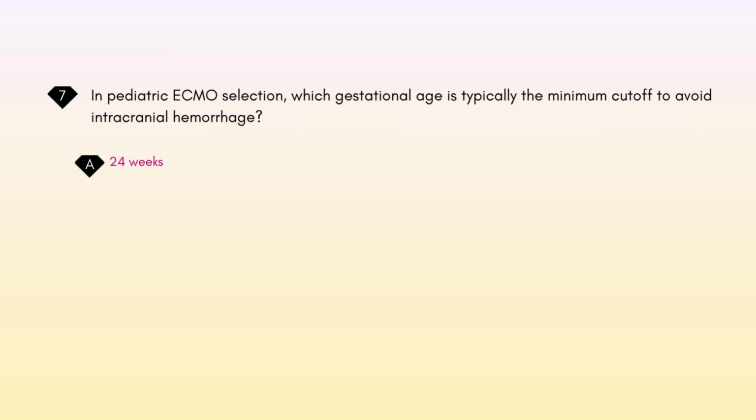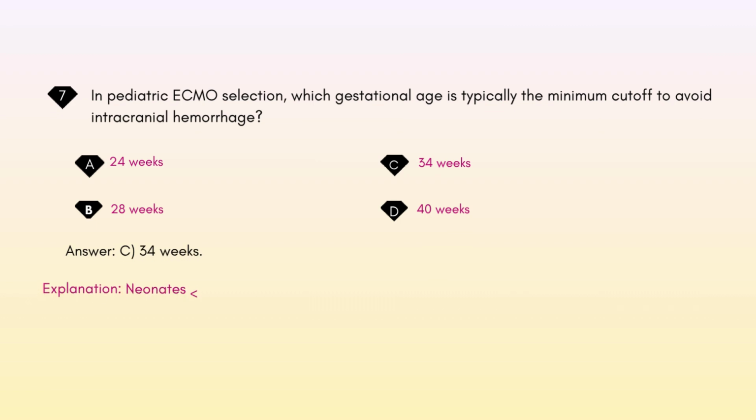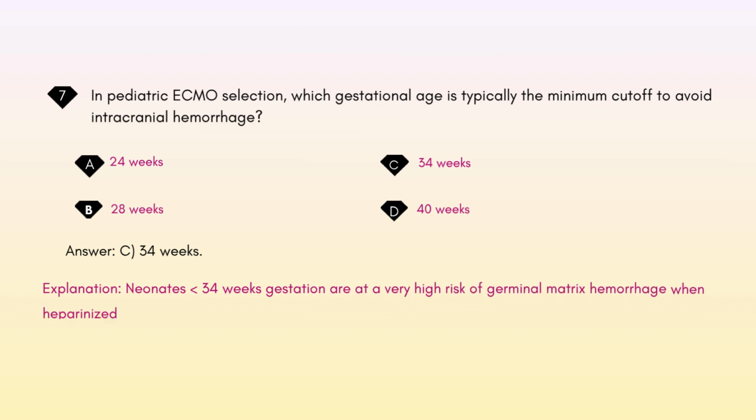In pediatric ECMO selection, which gestational age is typically the minimum cutoff to avoid intracranial hemorrhage? A. 24 weeks. B. 28 weeks. C. 34 weeks. D. 40 weeks. Answer: C. 34 weeks. Explanation: Neonates less than 34 weeks gestation are at a very high risk of germinal matrix hemorrhage when heparinized for ECMO. Therefore, 34 weeks is generally the lower limit.